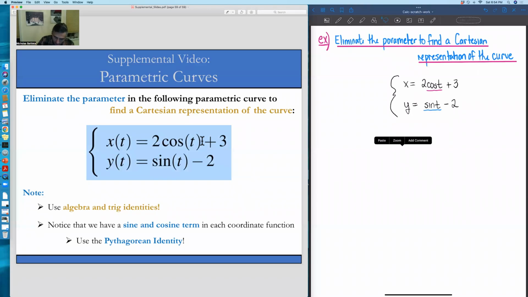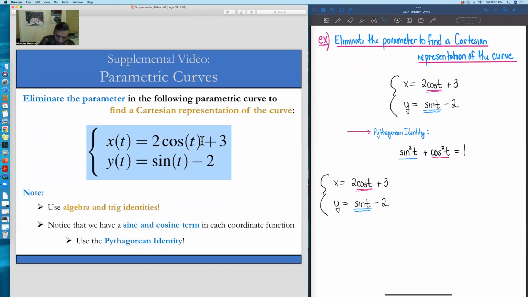We're actually going to be able to use a trig identity to really help us out here, and that trig identity is none other than the Pythagorean identity: sine squared plus cosine squared equals 1. The idea is we're going to take our x equation, solve it for cosine, and then plug that into the cosine term in the Pythagorean identity. Similarly, we'll take our y equation, solve it in terms of sine, and then plug that into our Pythagorean identity. So the first thing we need to do is take our parametric curve, our coordinate functions, and solve them in terms of the trig functions that they have.